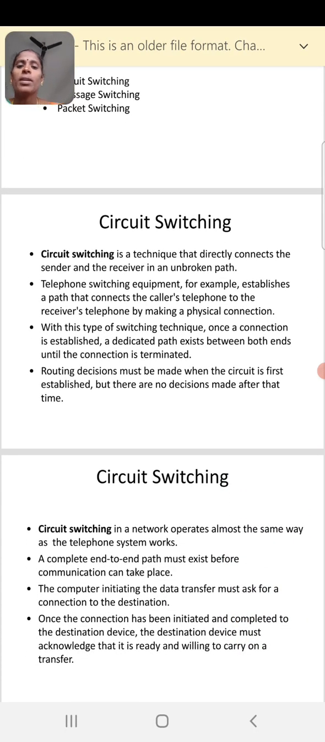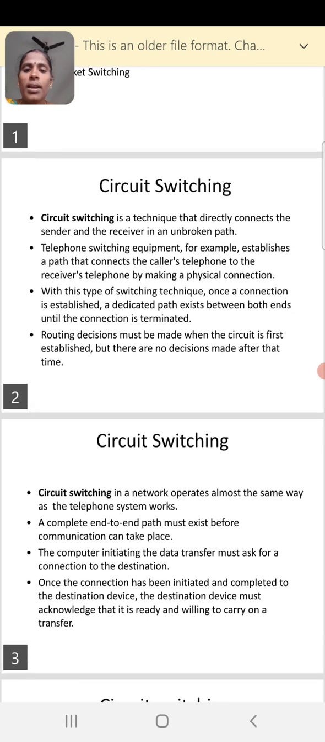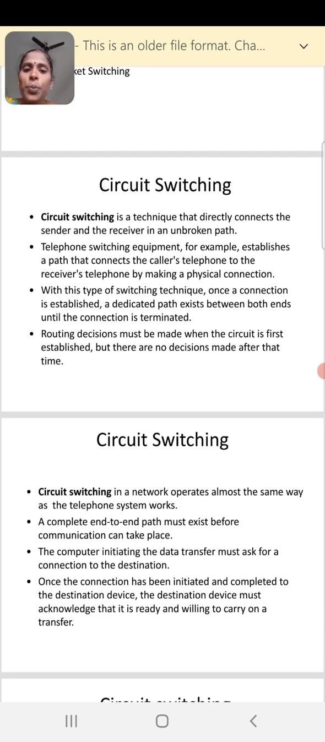Circuit switching. Circuit switching is a technique that directly connects the sender and receiver in an unbroken path. Telephone switching equipment, for example, establishes a path that connects the caller's telephone to the receiver's telephone by making physical connections. Routing decisions must be made when the circuit is first established, but there are no decisions made after that time.